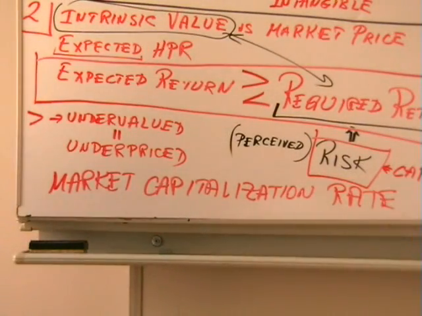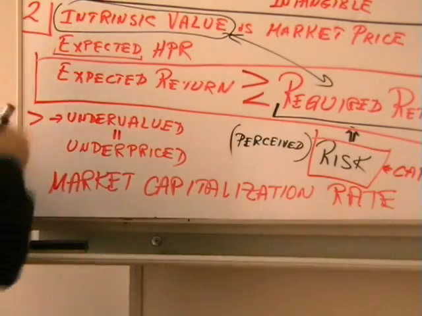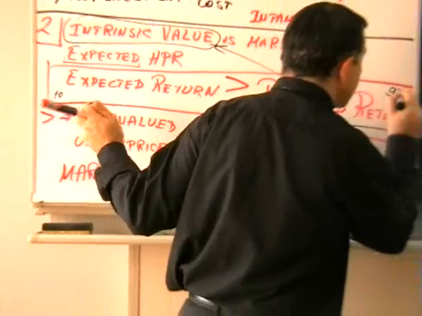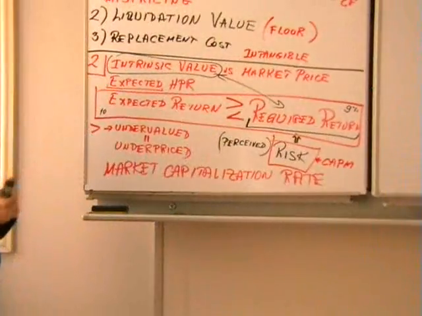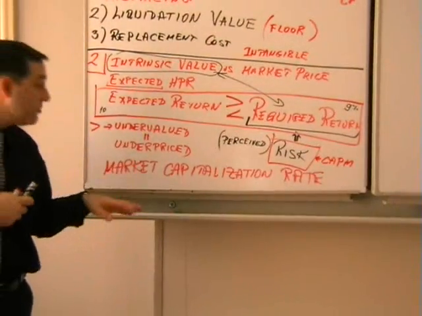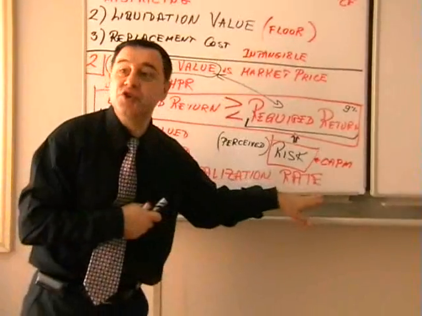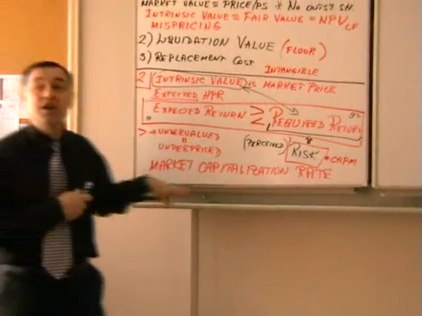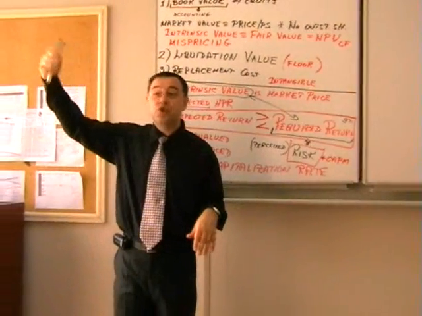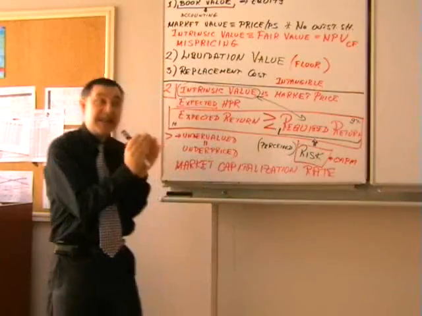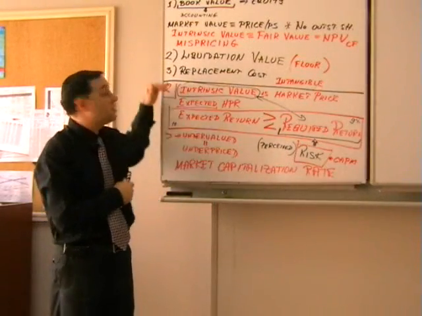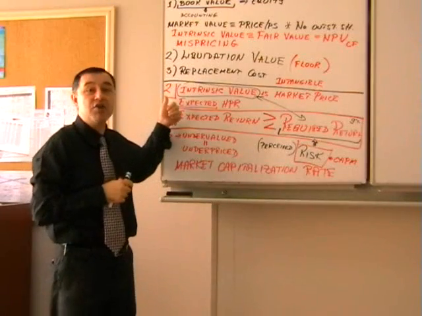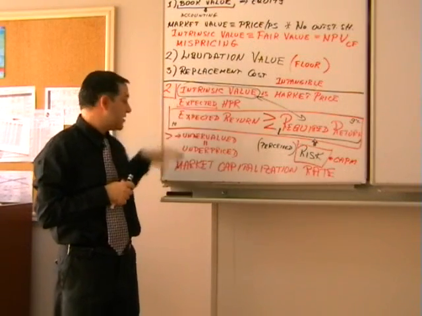So, let's provide an example. Expected rate of return will be, let's say, 10%, and the required rate of return will be 9%. So, if we have certain dividends, certain income, the market capitalization rate is that discount rate which equates the expected future cash flows with the current market price.